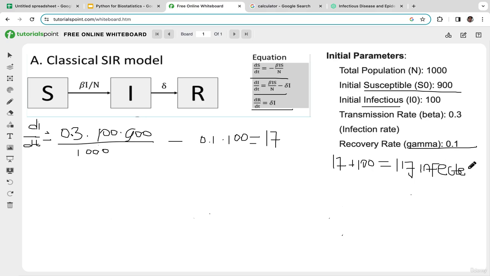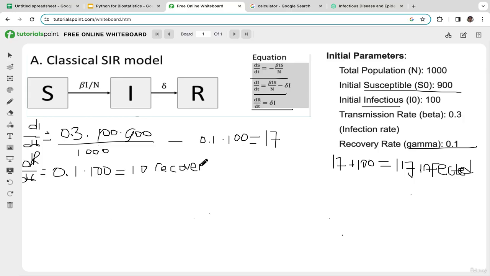The next thing we're going to do is calculate the people who have recovered from this disease. So we're going to use the third equation, dR/dt, like this. It's going to be gamma, which is the recovery rate, 0.1, multiplied by I, the initial infectious, which is 100. So you get 10 people recovered. There are 10 people who have recovered from this disease.